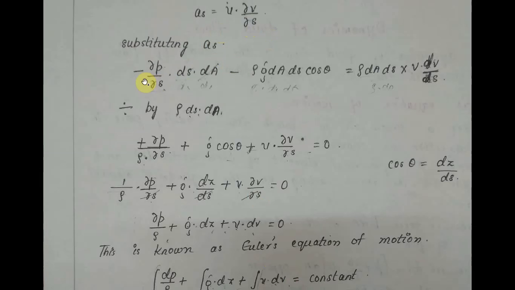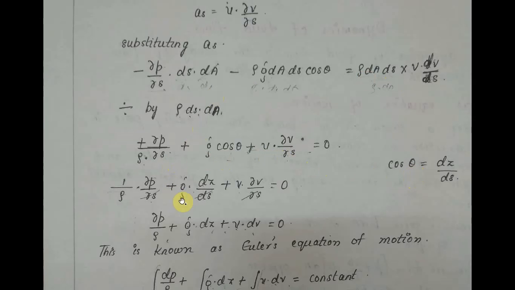Substituting a_s, we get minus dou P upon dou S into ds into dA, minus rho into g into dA into ds into cos theta, is equal to rho into dA into ds into V into dou V upon dou S. Dividing by rho into ds into dA, thereby dou P upon rho into dou S plus g into cos theta plus V into dou V upon dou S is equal to 0. Cos theta is equal to dou Z upon dou S.